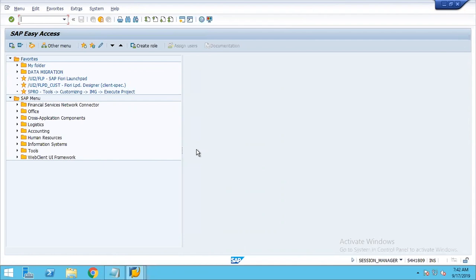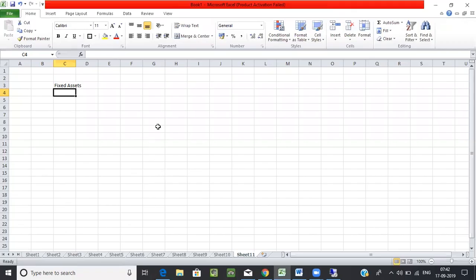See, the process is the same. There is no change in the process. Suppose I have segment 1 and segment 2. Segment 1 will be in profit center 1, segment 2 will be in profit center 2. Profit center 1 will be in cost center 1, cost center 2 will have profit center 2. The moment I consider CC1, CC1 will have profit center 1, and profit center master data will have segment 1.